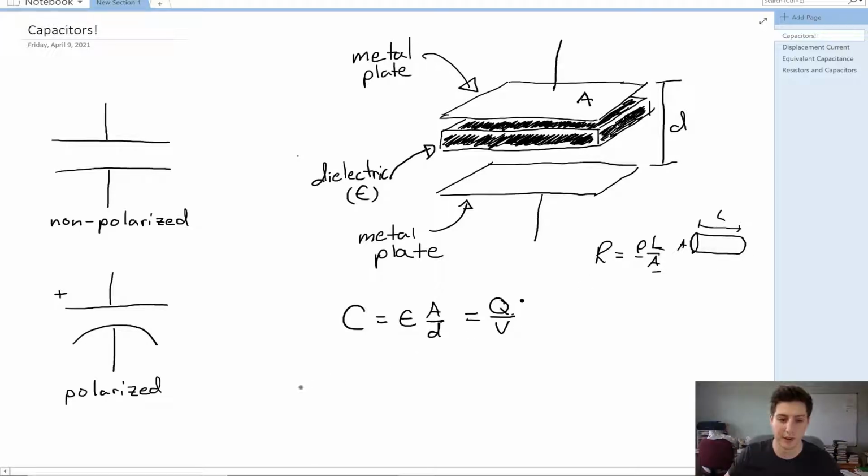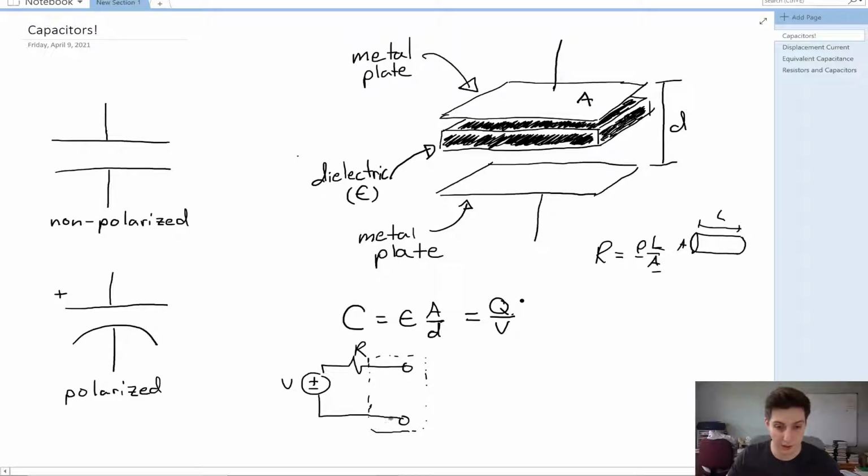Now with a capacitor, let's consider the following circuit. So we have a voltage source, a resistor, and we're just going to open circuit it. So if we look at this section here, well, what do we have there?